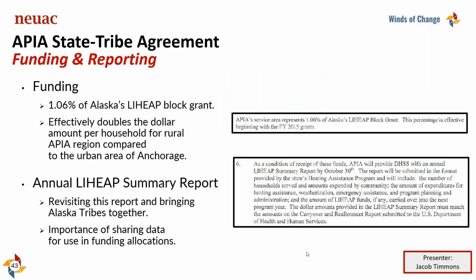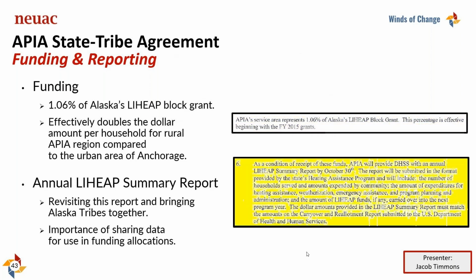We are funded at 1.06% of Alaska's block grant. And similar to Lori's, that effectively doubles our dollar amount per household. And rather than looking at it from a perspective of underrepresentation in census data, we look at it as our cost of heating is double that of our urban counterparts. And so that's where our higher rate of funding comes in play.